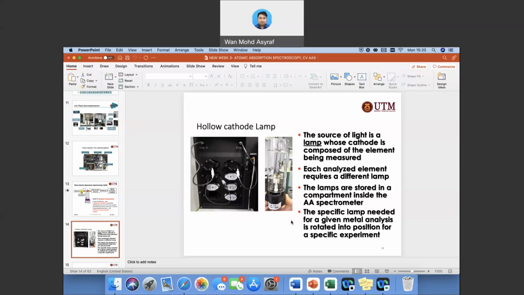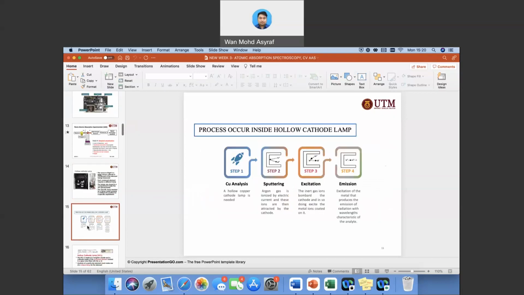So basically now, for this picture, you can look at, we have 4 types of lamp here, which correspond to different elements. Okay. So what is the process that occurs inside the hollow cathode lamp? Inside the hollow cathode lamp, you imagine a bulb. Okay, inside the bulb, inside the lamp, there is an argon gas, an inert gas. Okay, so this argon gas, let me go step by step here.